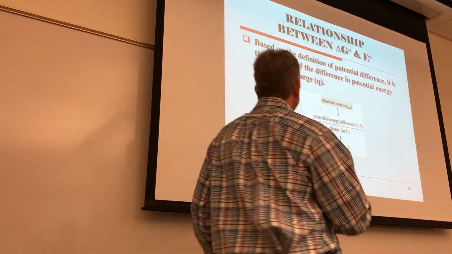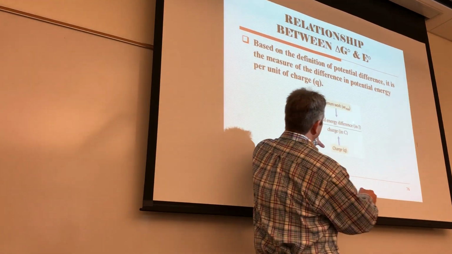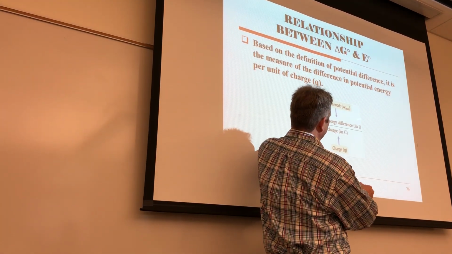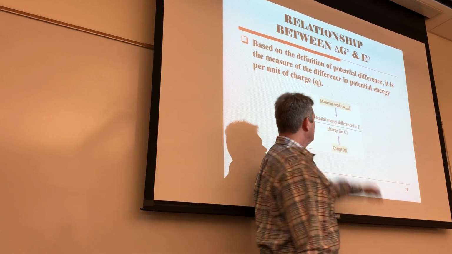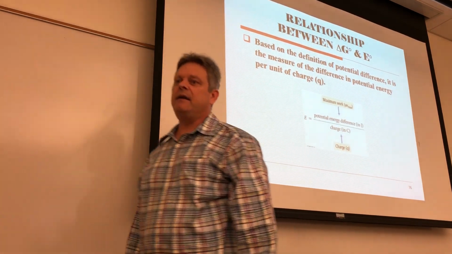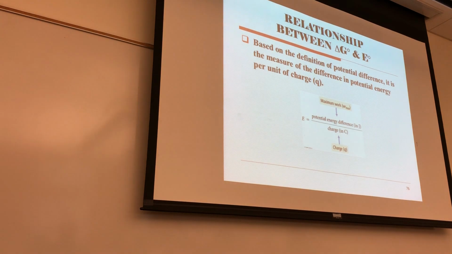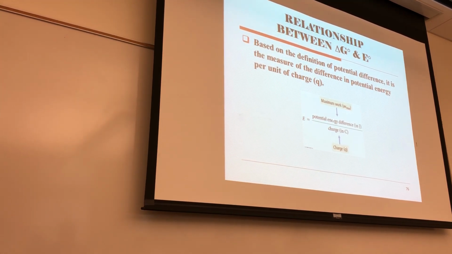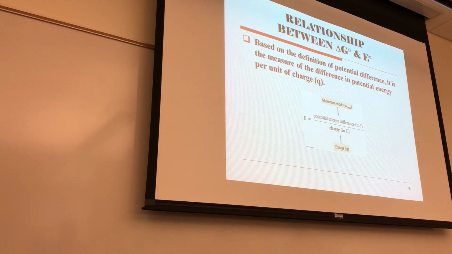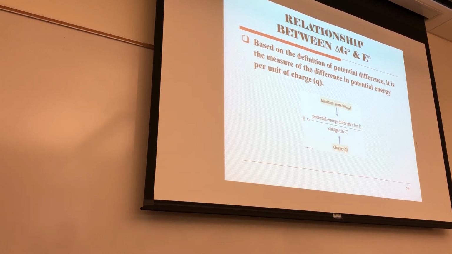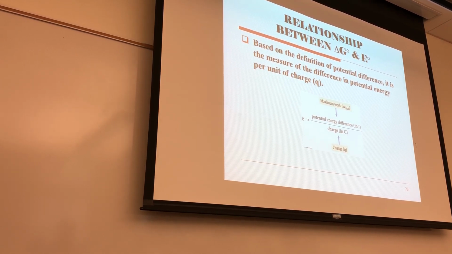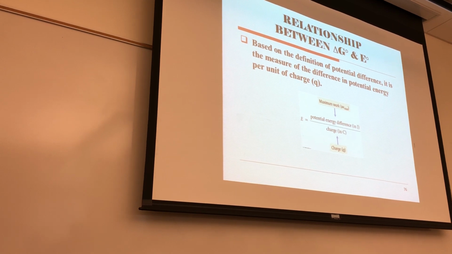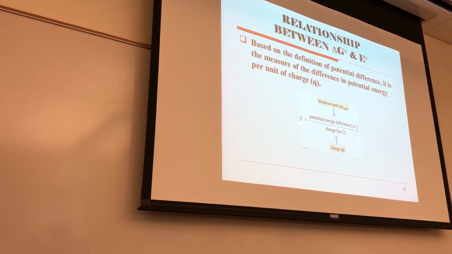So let's define really what E is. E is given as the potential energy difference in joules per charge in coulombs. And that just relates to a charge like an electron, a proton, whatever else. I'm going to simplify this even more. I'm going to call potential energy maximum work. That's the potential energy I have. And maximum work was what? Delta G. Does that make sense?